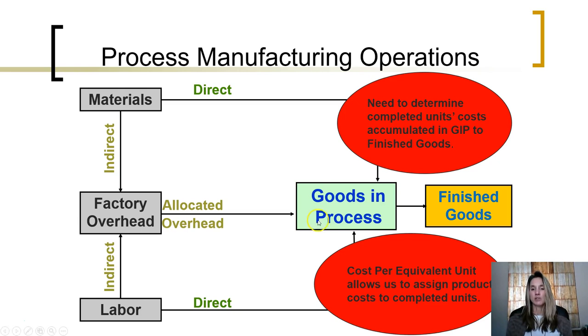As inventory is finished, we need to figure out how much of the cost recorded in goods in process needs to be transferred to finished goods because those costs are associated with completed units. So in order to determine the completed units costs that were accumulated in goods in process and figure out how to transfer them to finished goods, we calculate a cost per equivalent unit. And this cost per equivalent unit allows us to assign product cost to completed units so that we know how much of those costs in goods in process need to be transferred to finished goods.